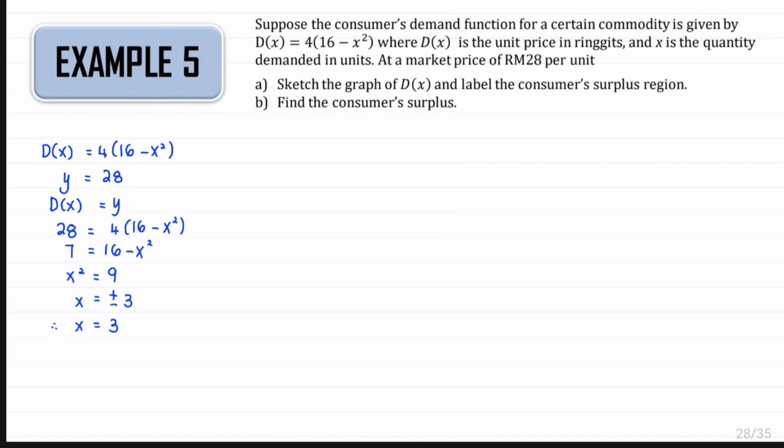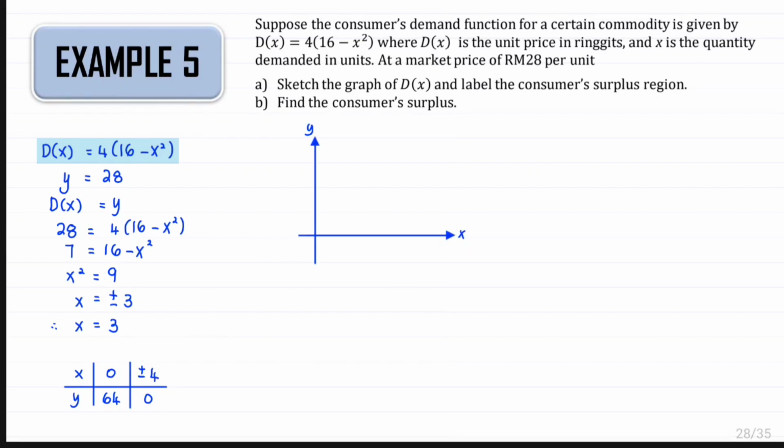For consumer surplus, we just sketch a simple one. So first, we find the x and y intercepts. When x equals 0, we get y equals 64. And when y equals 0, we get x equals plus minus 4. Okay, now we sketch the graph. Graph in the first quadrant only.